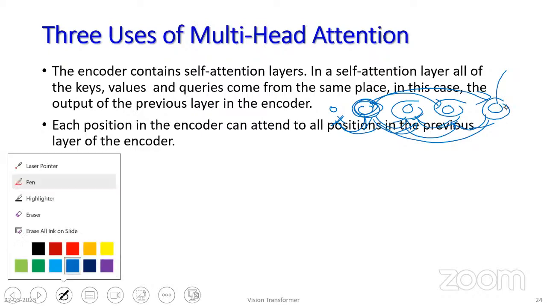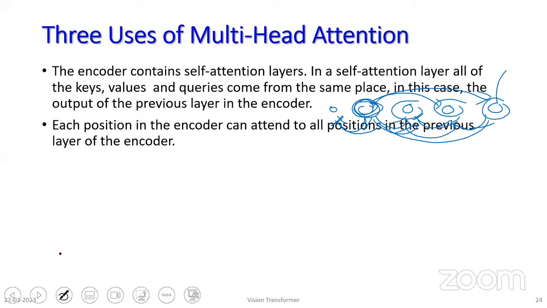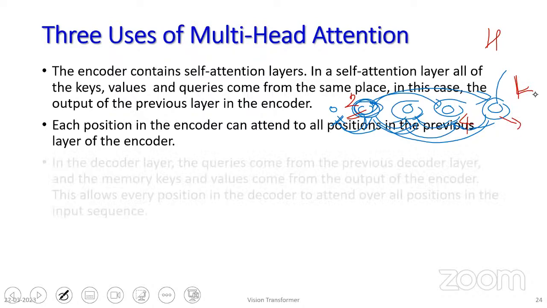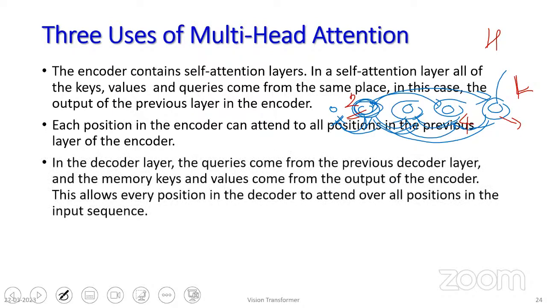If the second word has higher alignment with the fourth word, the value will be high. If the second word has lower alignment with the fifth word, the value will be low. That is what the key-value pair is.